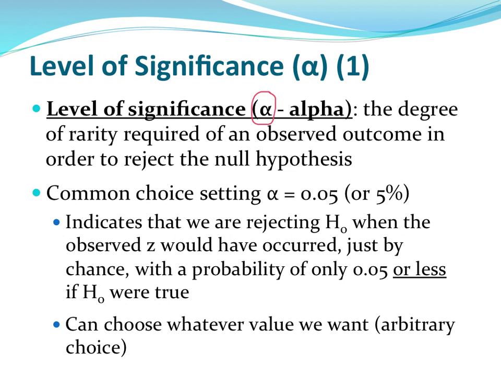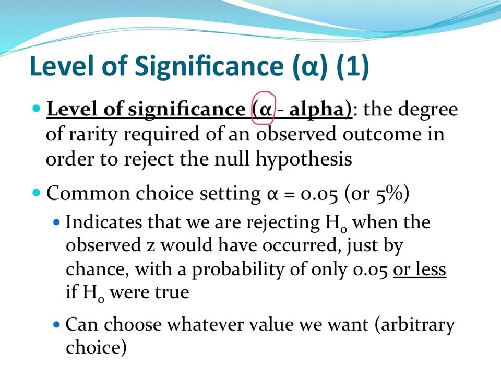The alpha level is the degree of rarity required of an observed outcome in order to reject the null hypothesis. A common choice that goes with the 95% that we mentioned before is setting alpha to 0.05 or 5%. This indicates that we are rejecting the null when the observed sample mean would have occurred just by chance with a probability of only 0.05 or less if the null were true. In a two-tailed test, this is that area that falls outside of the middle 95% of the distribution.